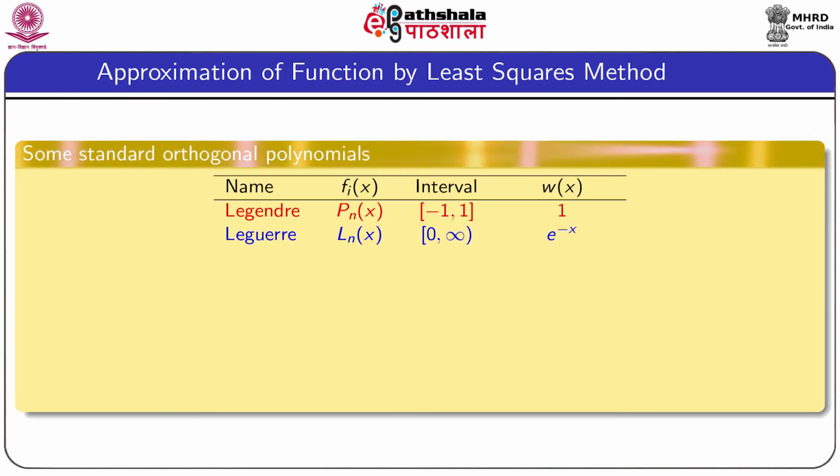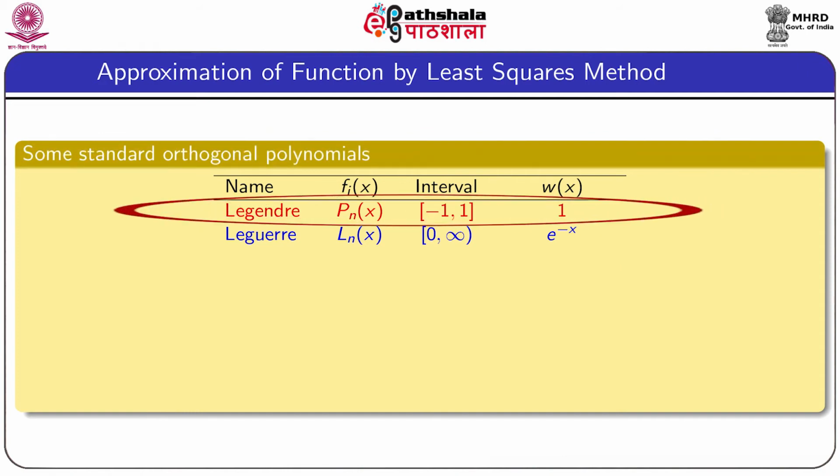Now, we consider some standard orthogonal polynomials which are commonly used in many mathematical problems. The first orthogonal polynomial is called the Legendre polynomial, denoted by Pn(x). That means Pn(x) is a polynomial in x of degree n, and that polynomial is defined within the closed interval minus 1 to 1, and for this case the weight function is the simplest one, that is 1.